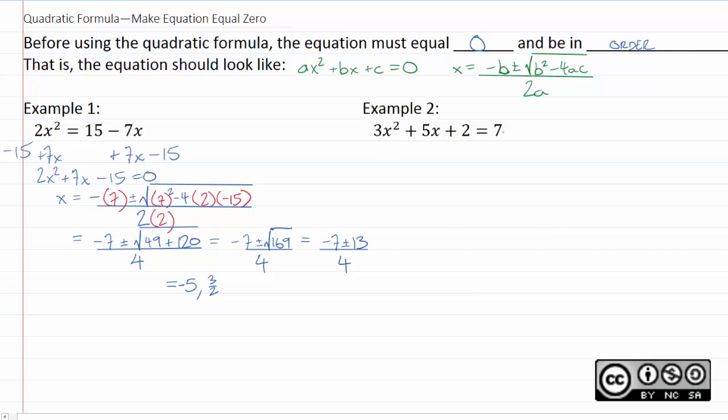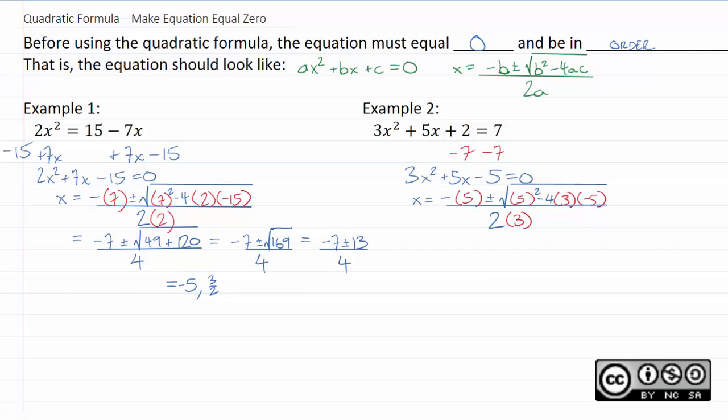So for example 2, again, we need to clear out one side. We'll subtract 7 from both sides. We get 3x squared plus 5x minus 5 equals 0. Again, we'll put all of this into the quadratic formula. We have the negative of 5 plus or minus the square root of 5 squared minus 4 times 3 times negative 5, and we again divide that by 2 times a. A in this case is 3.